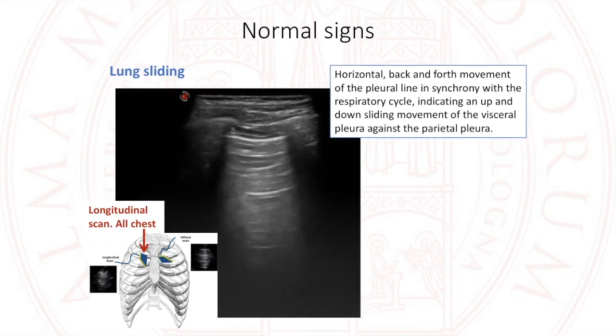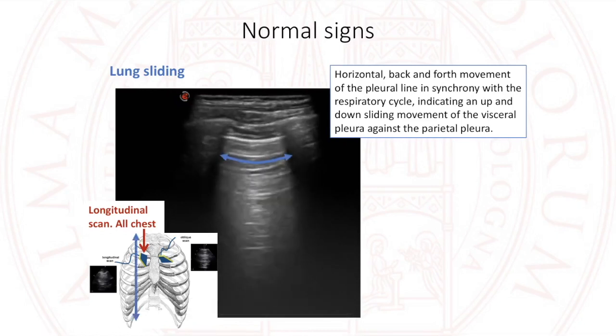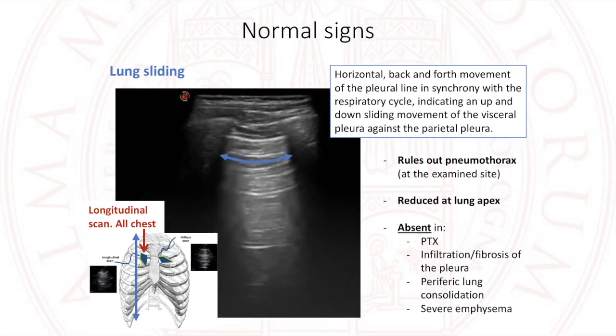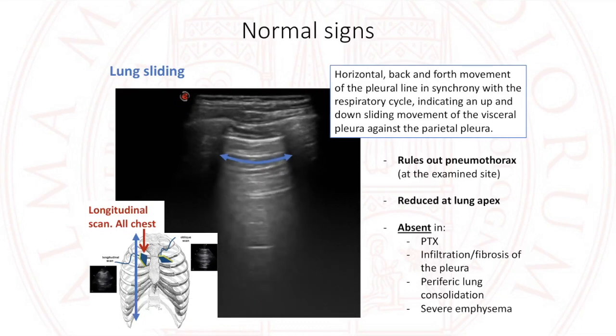This is a video showing the pleural line as it moves up and down as the patient breathes. This effect is called lung sliding, and it is also very important because it demonstrates that the patient is breathing, of course, and that the pleural layers are touching one another and they are doing fine.